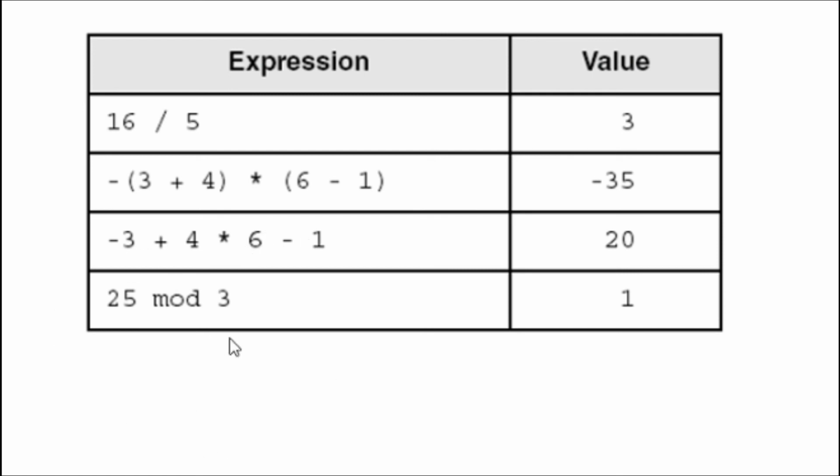Lastly, you have the mod operator. That basically just gets the remainder when you divide a certain number by a divisor. So this 25 divided by 3, that will be equal to 8, remainder 1, hence the value is 1.